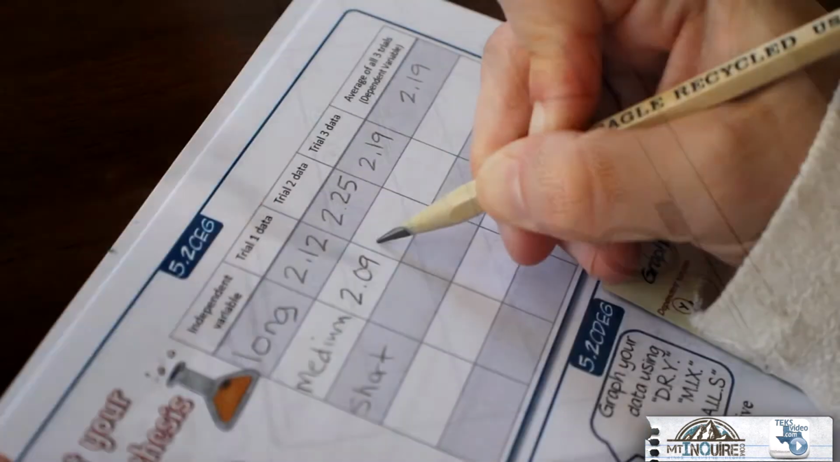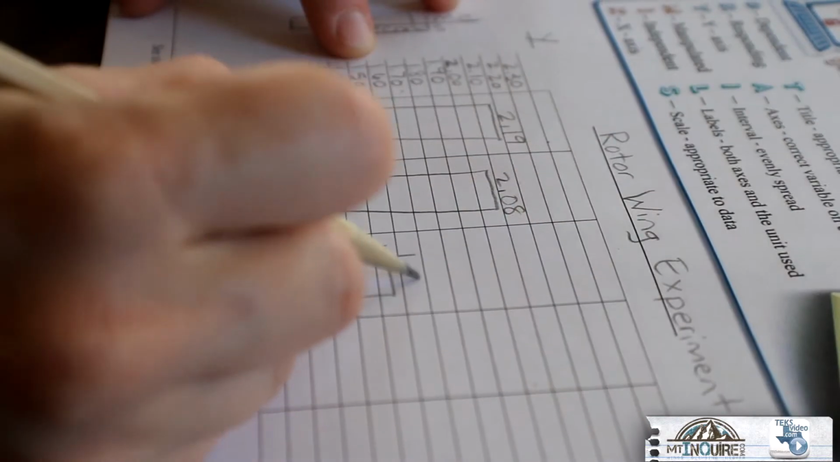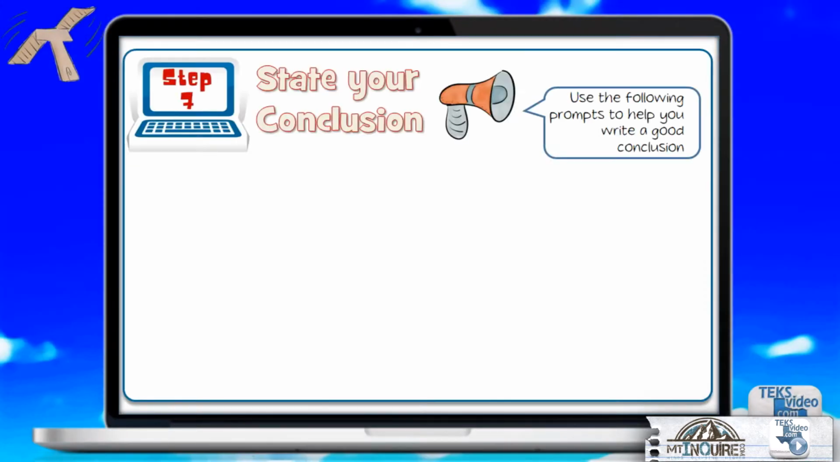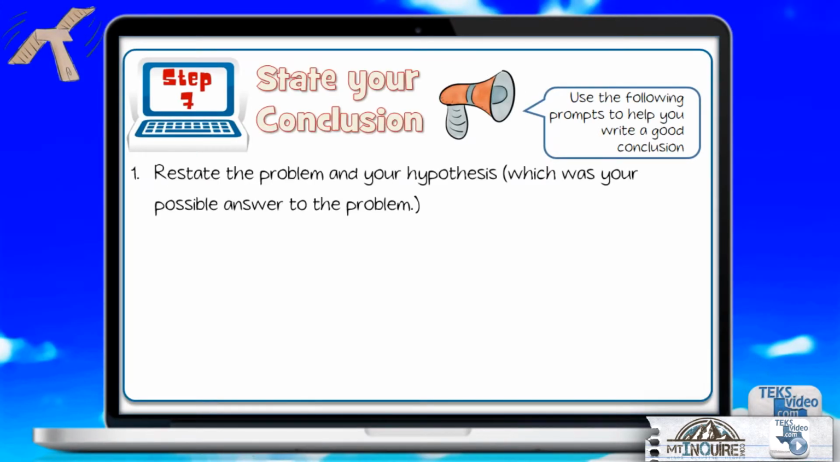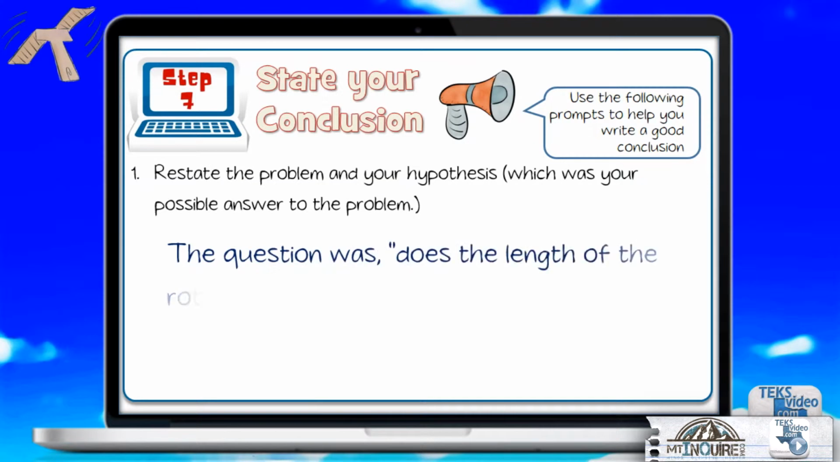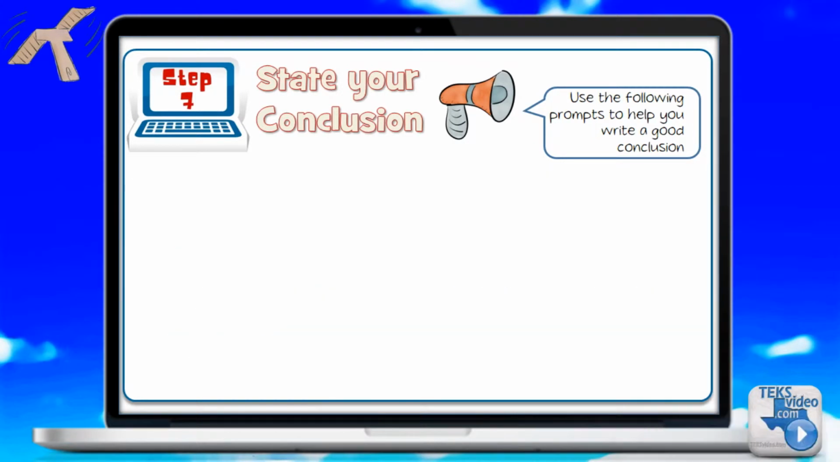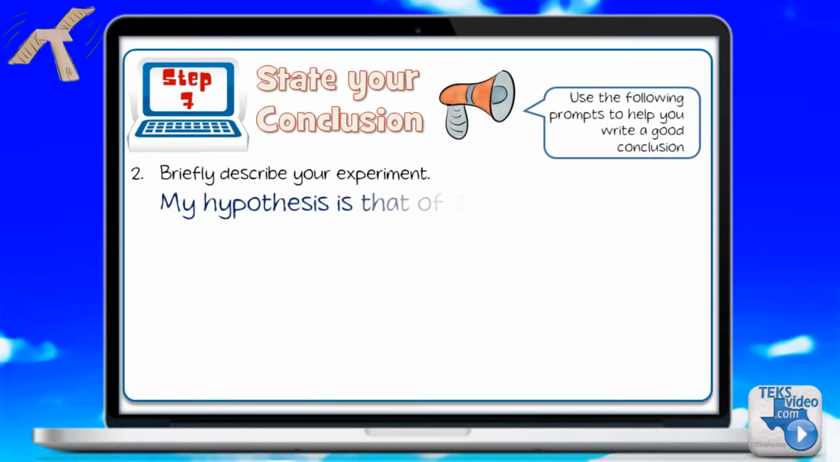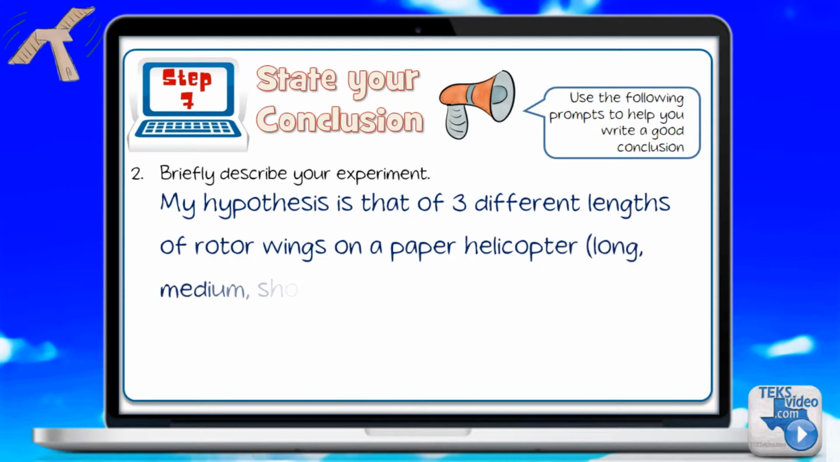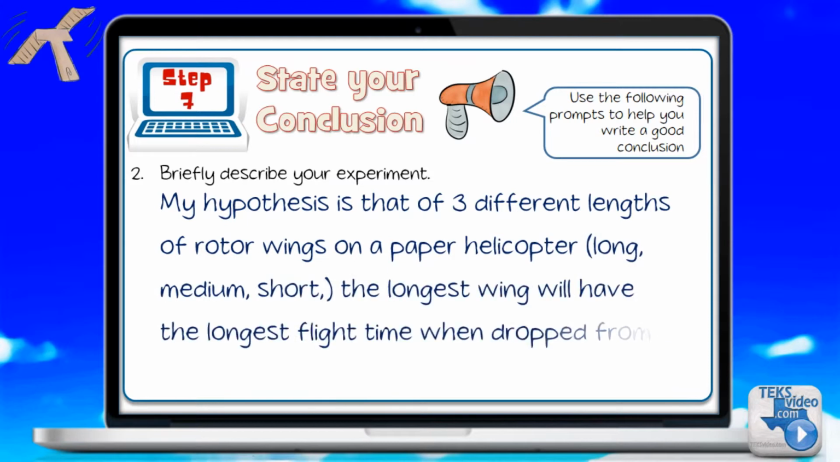So for our paper helicopter investigation, our conclusion is as follows. 1. The question was, does the length of the rotor wing of a paper helicopter affect its flight time? 2. My hypothesis is that of 3 different lengths of rotor wings on a paper helicopter, long, medium, and short, the longest wing will have the longest flight time when dropped from the height of 3 meters high.